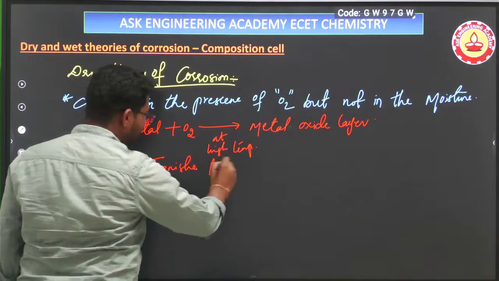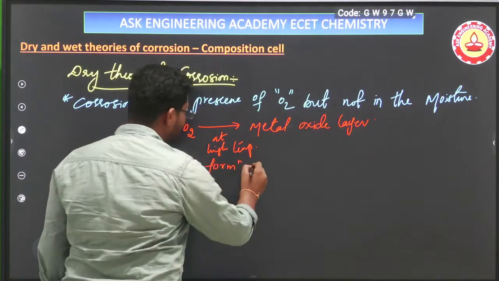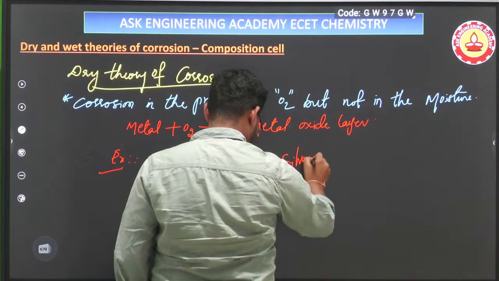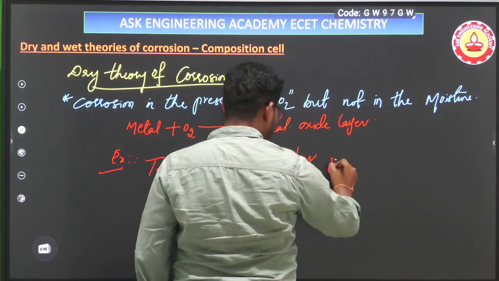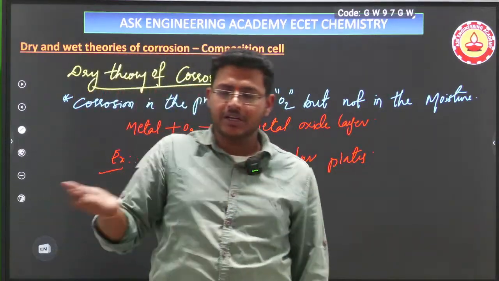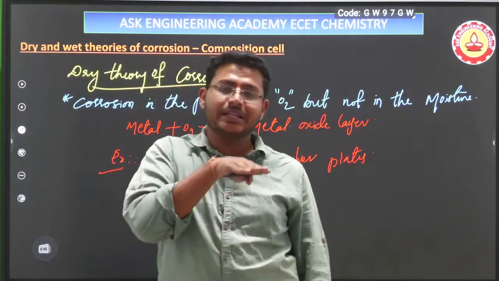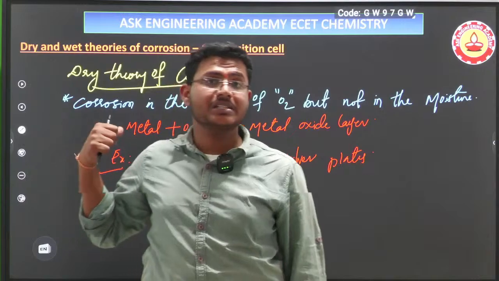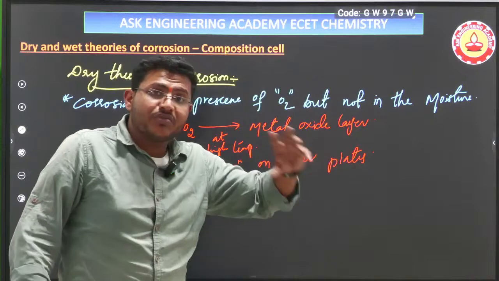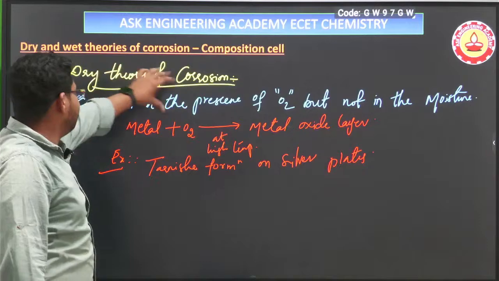A generally cited example for dry theory is tarnish formation. Tarnish is a kind of rust. Tarnish formation on silver plates. When you observe silver plates that we use daily in our homes, a certain amount of rust layer is formed on the silver, which is called tarnish. The tarnish formation is mainly due to exposure of silver to atmospheric gases in the absence of moisture. So this is an example of the dry theory of corrosion.